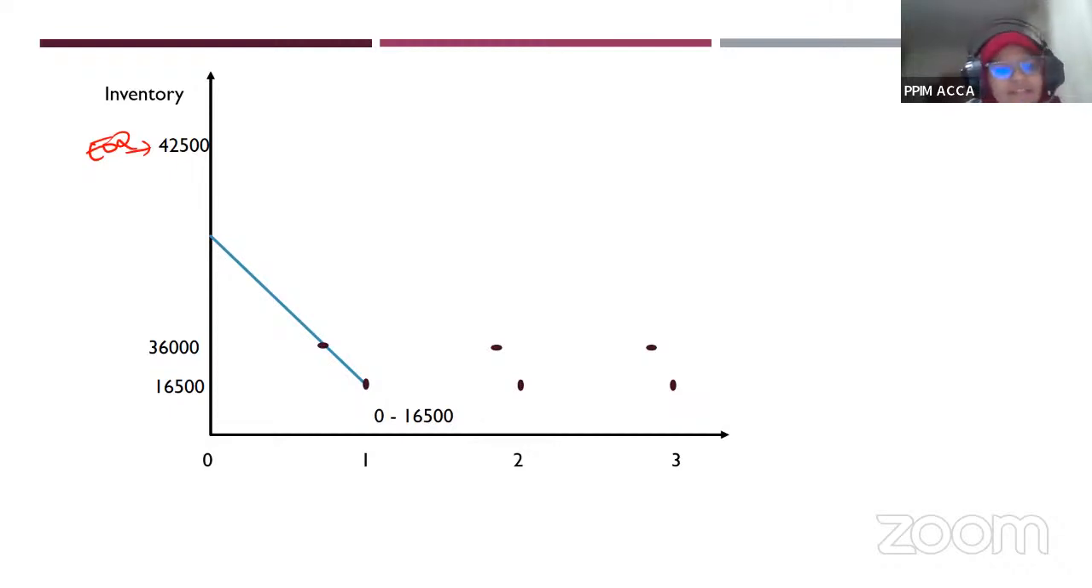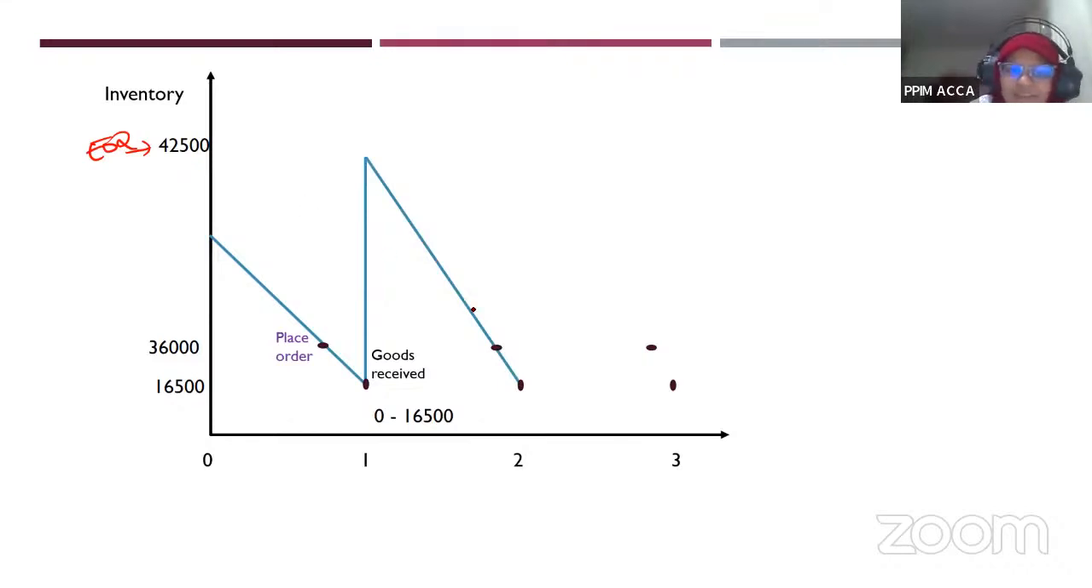Near the end of the month, the inventory units keep on reducing. When we reach 36,000, we might place a new order, because obviously it will take time for the supplier to deliver. And then we will continue selling. At one point we will get the goods, and again our inventory level goes back up to 42,500. Same thing happens in the second month as well. Once we reach 36,000, we place an order, take some time, and then we get the new shipment.